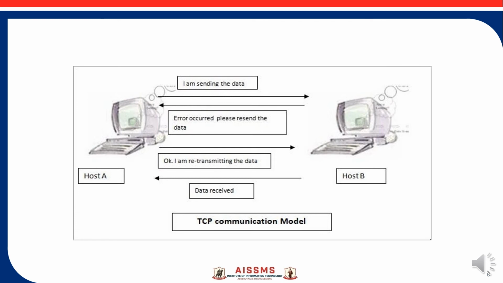If there is any error during the communication, host A will reply back and send the packet which was lost, and at the same time acknowledge, okay, I am retransmitting the data. So both acknowledgement and retransmission are performed. After getting the message without any error, host B will again acknowledge to host A, yes, data received correctly. So this is the TCP communication model.